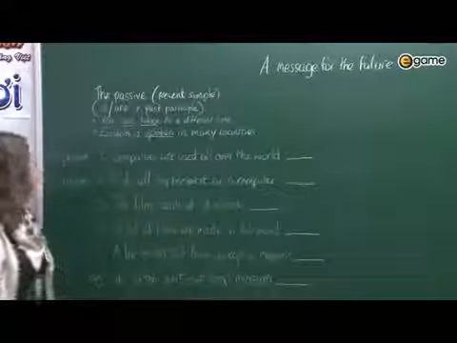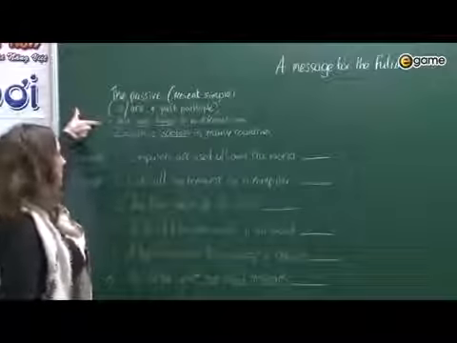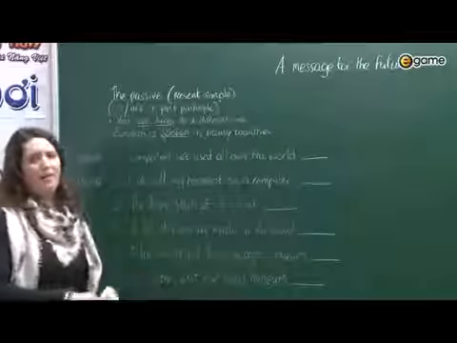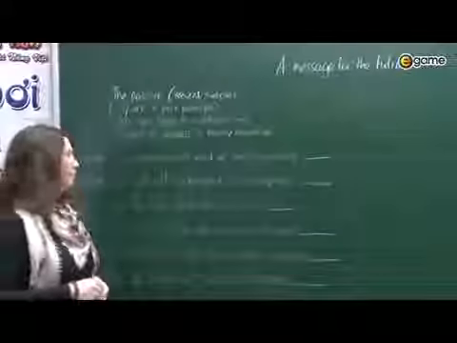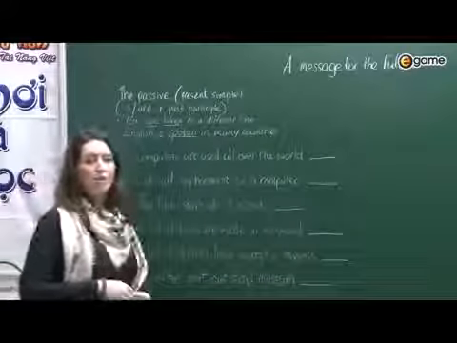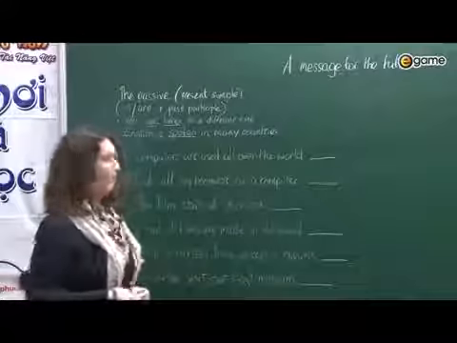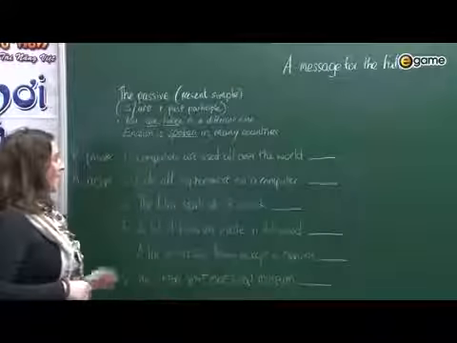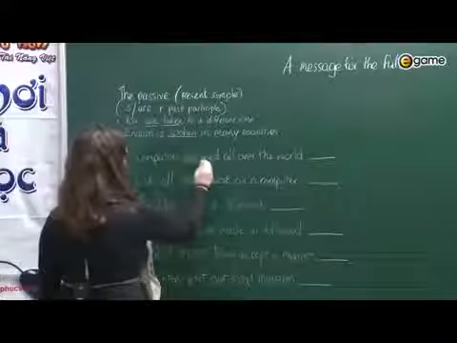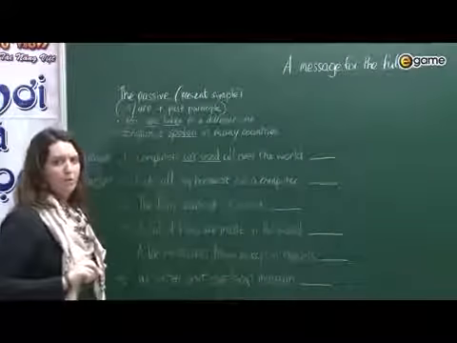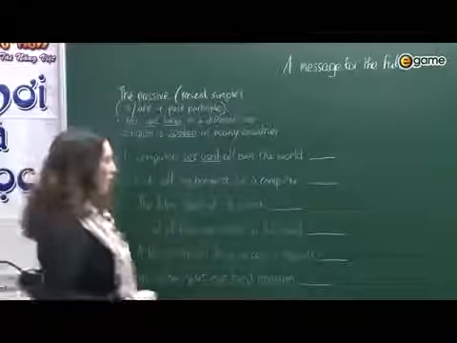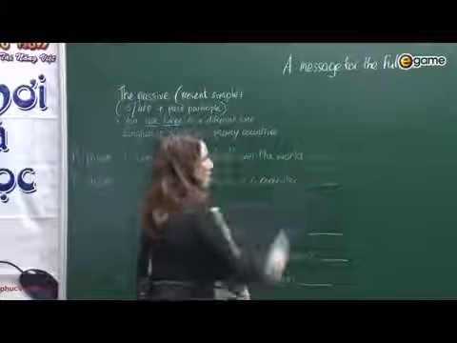Passive or active? Okay, so remember, passive when you don't know the subject or you're talking about something generally true. So number 1, computers are used all over the world. And we can see the passive structure here, are used. It's a general statement. Computers are used all over the world. Passive.